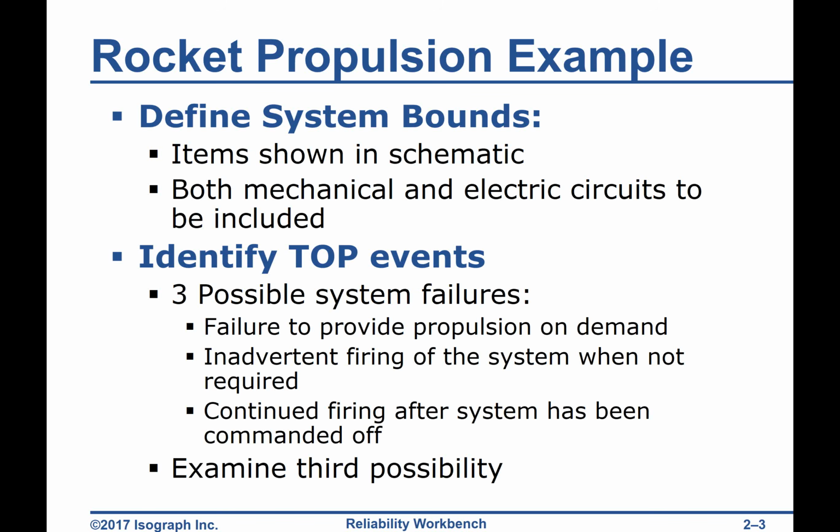The third possibility would be that the system continues to fire after it has been commanded off, meaning we've pre-programmed our course adjustments, we fire up the system, and then when it's supposed to shut off, it keeps on firing. And that would throw us off course as well, because these are all very carefully calculated courses. So for this example, we'll be examining that third possibility, the continued firing of the system after it has been commanded off.